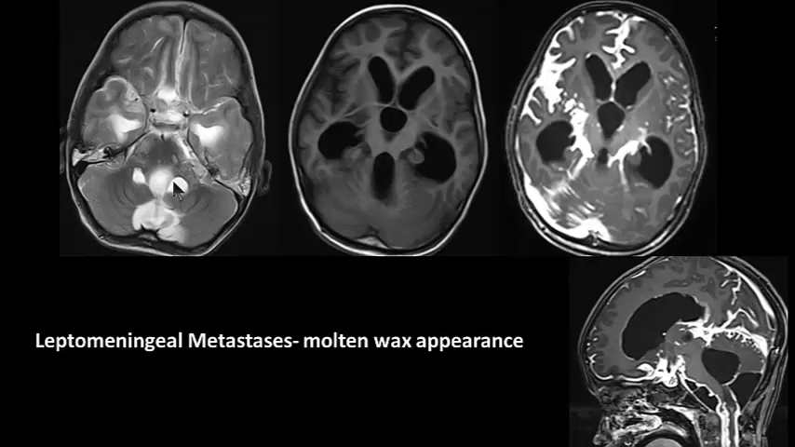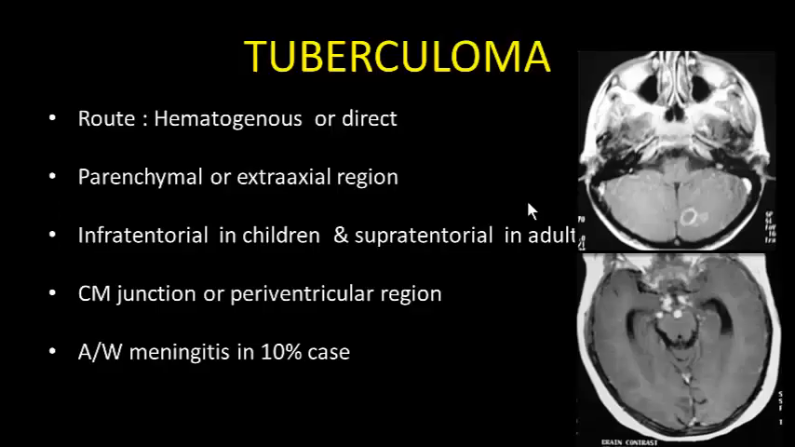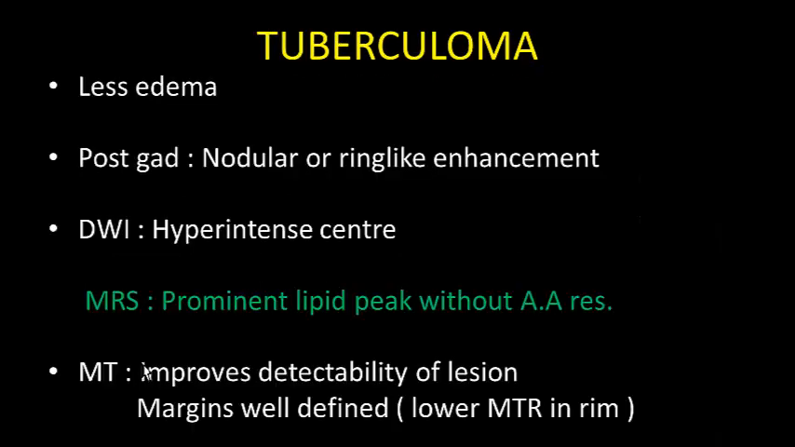And one of the differential diagnoses when you see this kind of meningeal enhancement is leptomeningeal metastasis, where you have a typical molten wax appearance that you can see. Tuberculoma can occur hematogenous or direct. It can be parenchymal or extraaxial in origin. In children, mostly it's infratentorial. Corticomedullary junction or periventricular region is most commonly involved, and in 10% of cases it can be associated with meningitis.